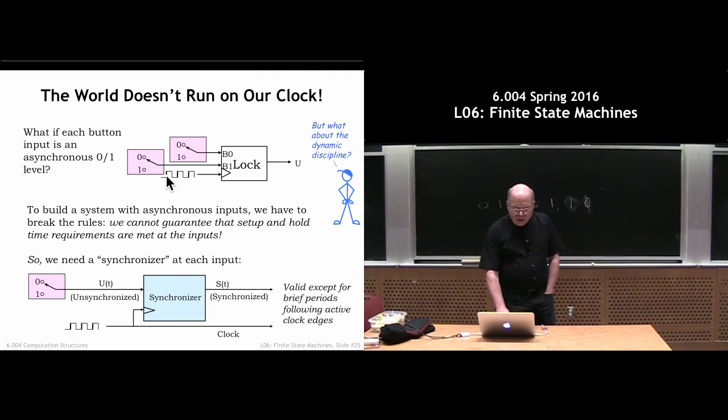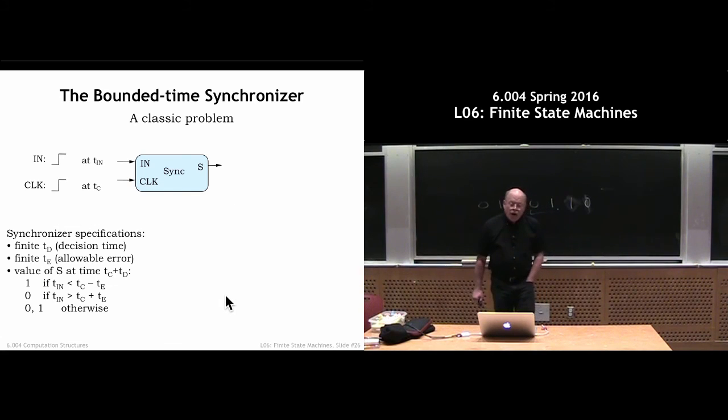Okay, so let's see if we can build this magic blue box here called a synchronizer. The synchronizer basically takes an unsynchronized signal and produces a well-behaved signal that changes only after the rising edge of the clock. So this is going to be a magic device in here, a little something that's going to solve our problem of taking asynchronous inputs and producing synchronous, legal digital logic values. This is called the bounded time synchronizer, that blue box.